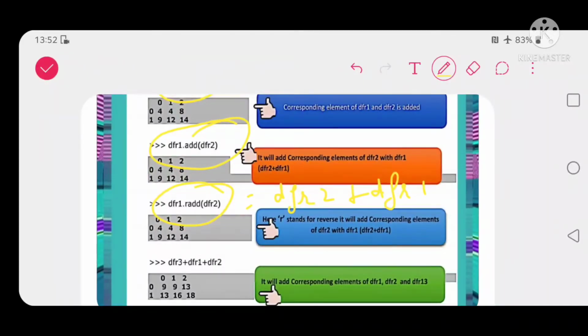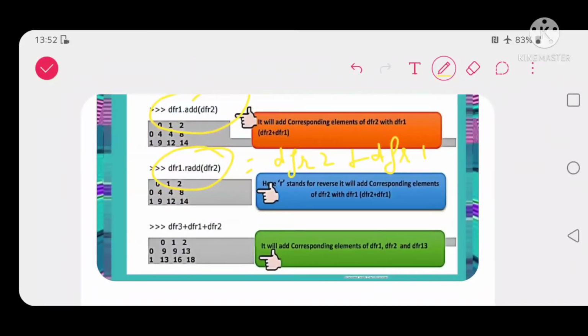Clear? Next example is I am adding here 3 frames. If I am adding 3 frames, how will you do it manually? First add 2 frames, then whatever output you get, add it to the third frame. Clear?